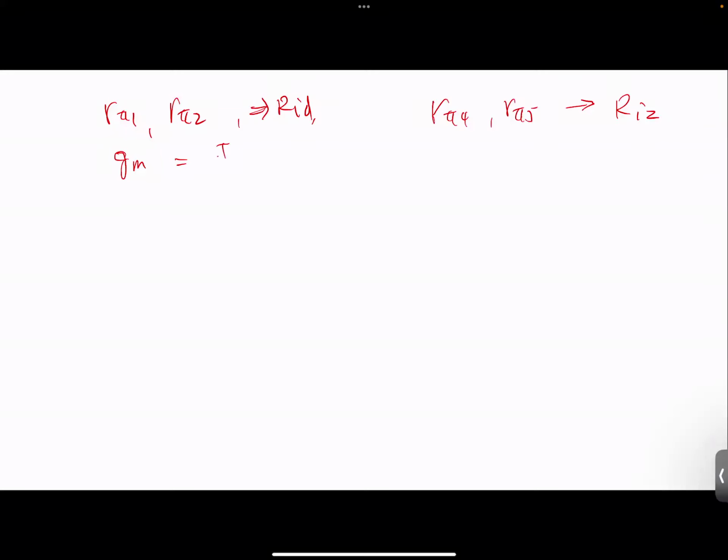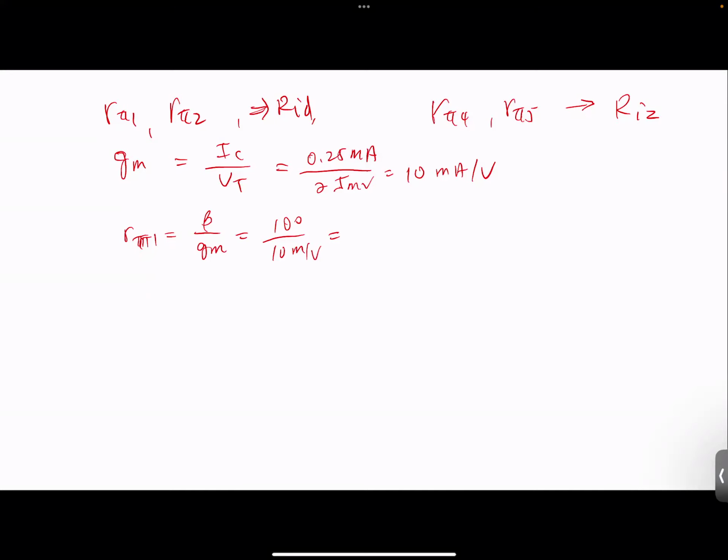So GM is IC over VT. IC is 0.25 milliamps for the first stage, divided by VT, which is 25 millivolts. We got 10 milliamps per volt. And for R pi 1, we have beta over GM. Beta is 100, over GM, which is 10 milliamps per volt. So we get 10K.